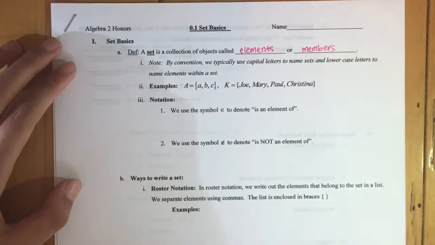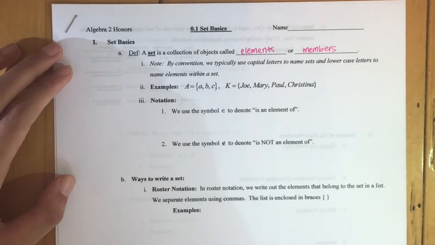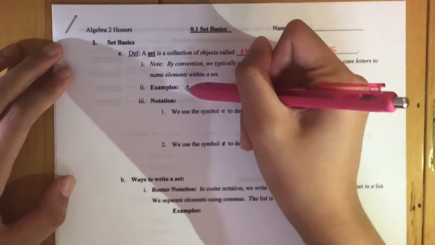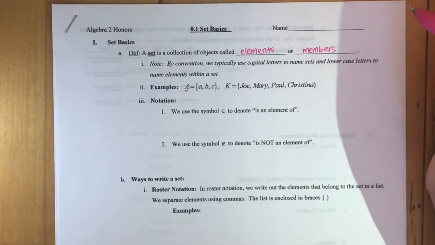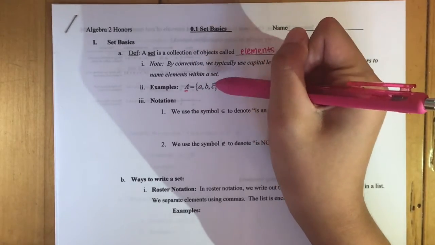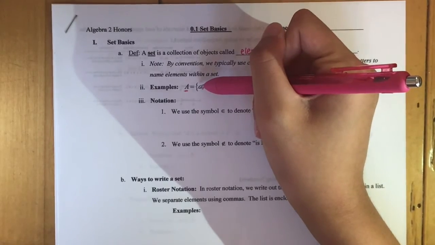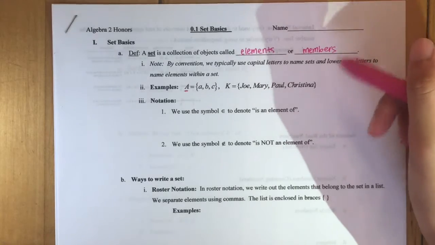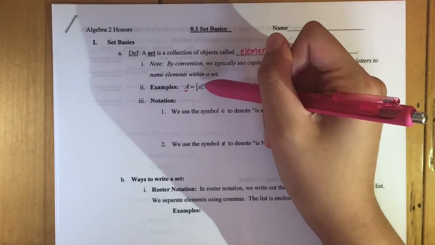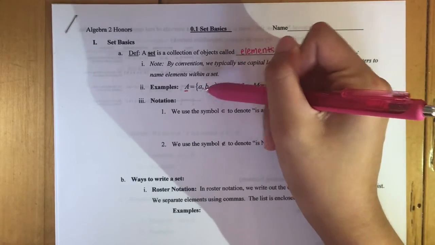Okay, so we typically use capital letters to name sets and lowercase letters to name elements within a set. So for example, we have the set A, which is in capital letters, and then we have the braces surrounding the elements in the set A. So we have lowercase a, b, and c as the elements, or you can also say members, in set A. And the elements in the sets are separated by a comma, as you can see here.